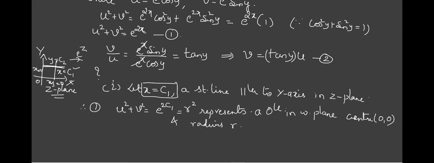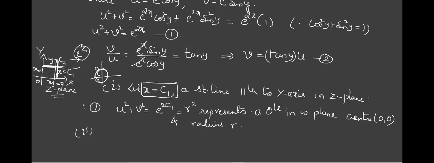This means if I take a line parallel to the y axis, what I'm getting in the w plane is one circle, under this transformation. Understood? This is the first part done. I'll take the second case. What is the second case we have to take?